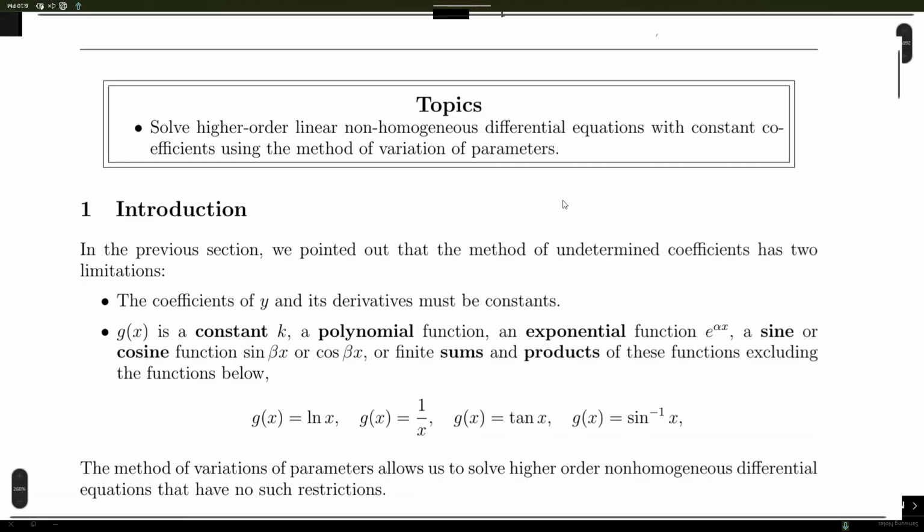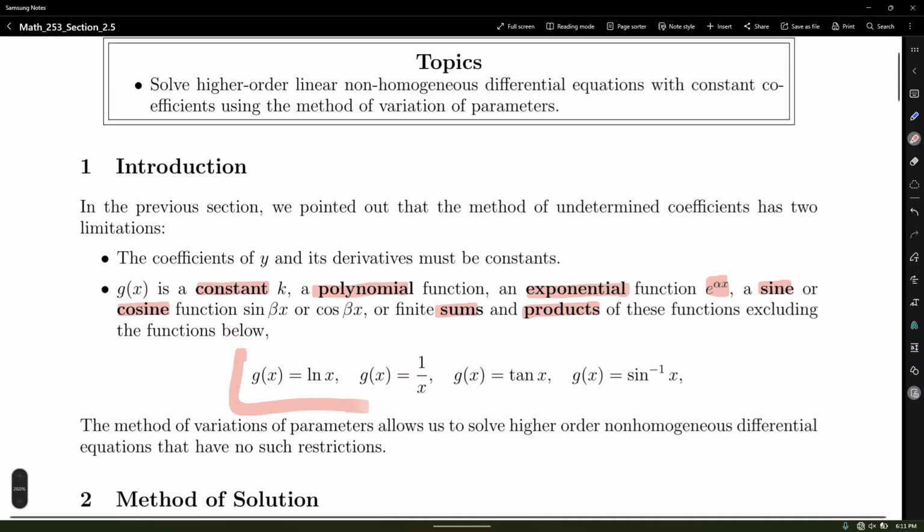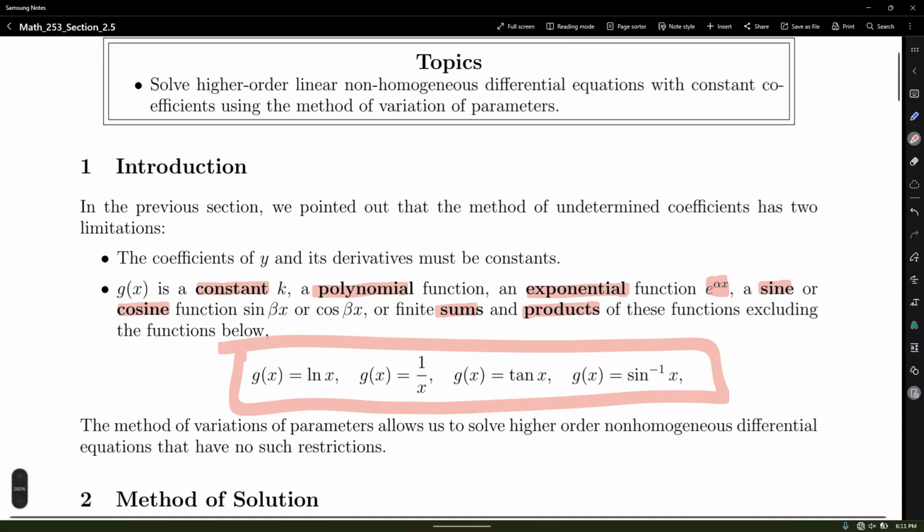However, let's recall that the method of undetermined coefficients, which we just finished, is again limited to constant functions, polynomial functions, exponentials, e to the ax, sine, cosine, or sums or products of the aforementioned functions. And we actually excluded these functions right here.